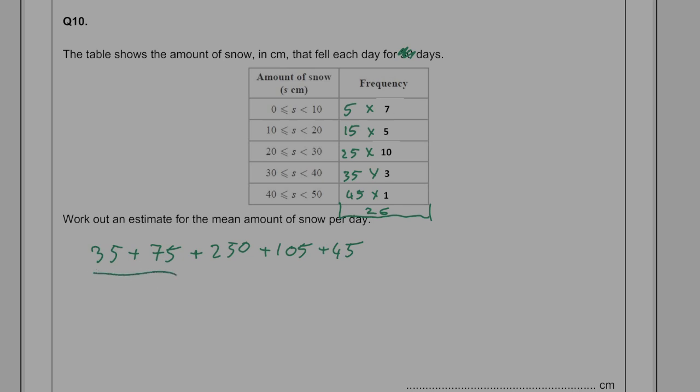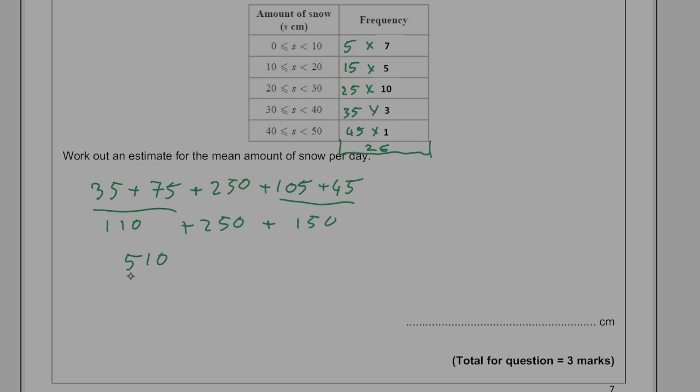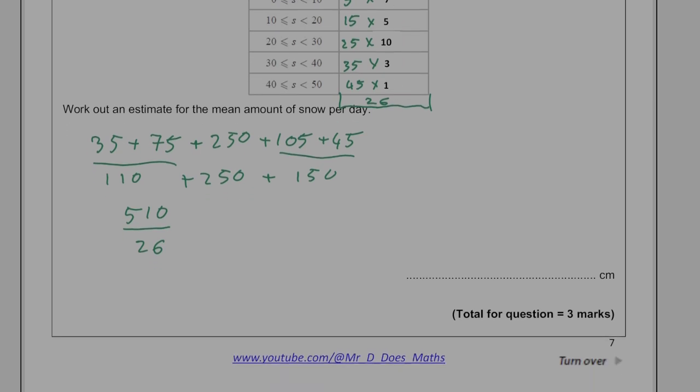Let's do it in pairs. So 35 plus 75 is going to give us 110. I'm going to add these two up next, and that's going to give me 150 plus 250. So that's going to give us 300, 400, 510. Right, so I want to do 510 divided by 26, and that's my fault. I should have adjusted this to make 30.